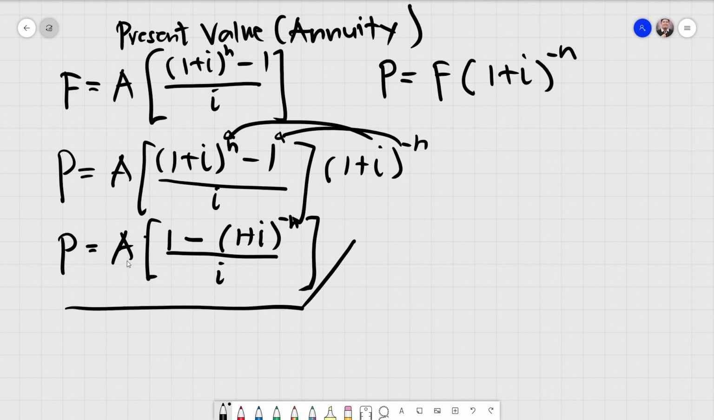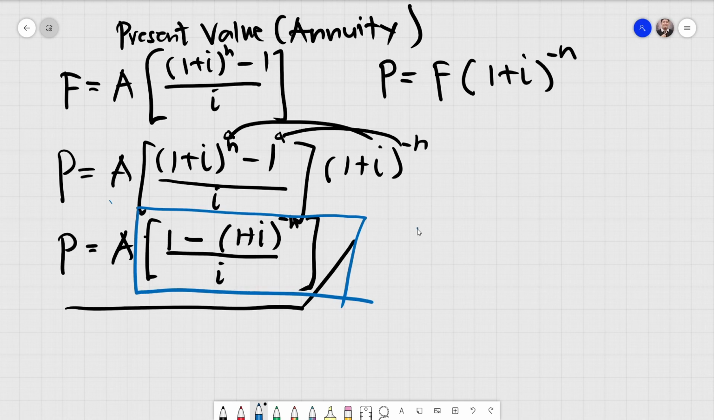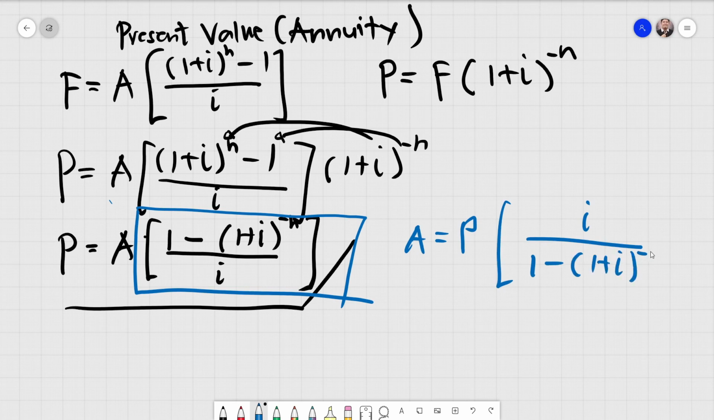And how do we derive again the annuity value? We multiply this entire equation here by the reciprocal of this term, and this leaves us this equation. So, P times I all over 1 minus 1 plus I raised to negative n. So, yan naman yung equation natin ng annuity given the present value of the annuity as well as the interest rate and the number of periods that we have.